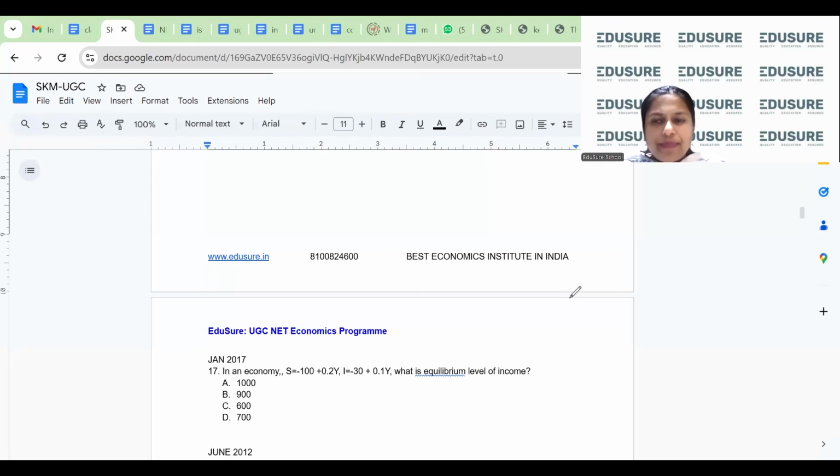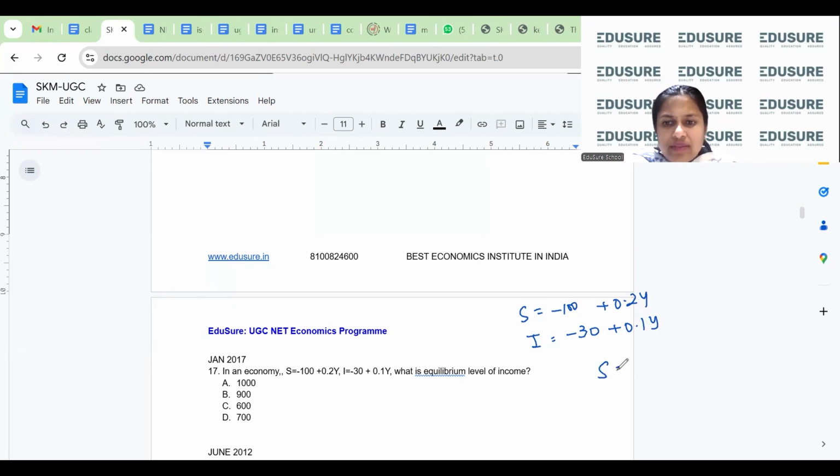January 2017. In an economy, S is equal to minus 100 plus 0.2y. Investment is equal to minus 30 plus 0.1y. What is the equilibrium level of income?